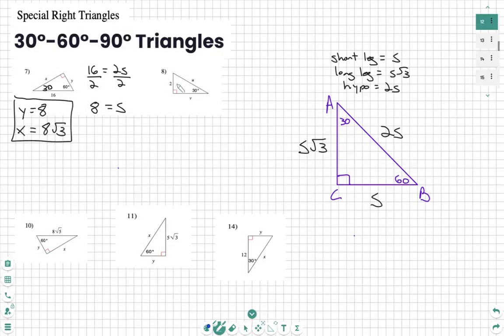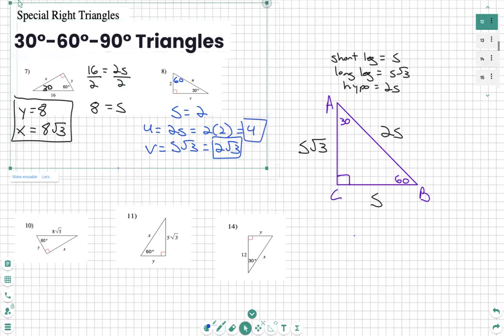Number 8. What are we told? We are told across the 30, or the short side, is equal to s. So we set it equal. Oh, cool. So we already know what s is equal to. Well, what's across the 90, or the hypotenuse? 2s. We already know what s is, so we can do 2 times 2, 4. So u is equal to 4. What about v? V is across the 60, so I know it's going to be s times root 3, or 2 root 3. So that will be u and v.